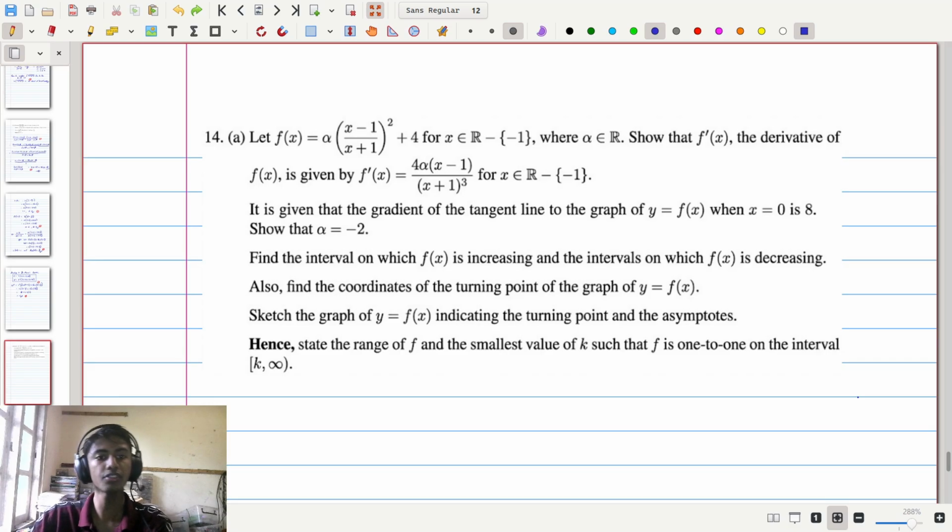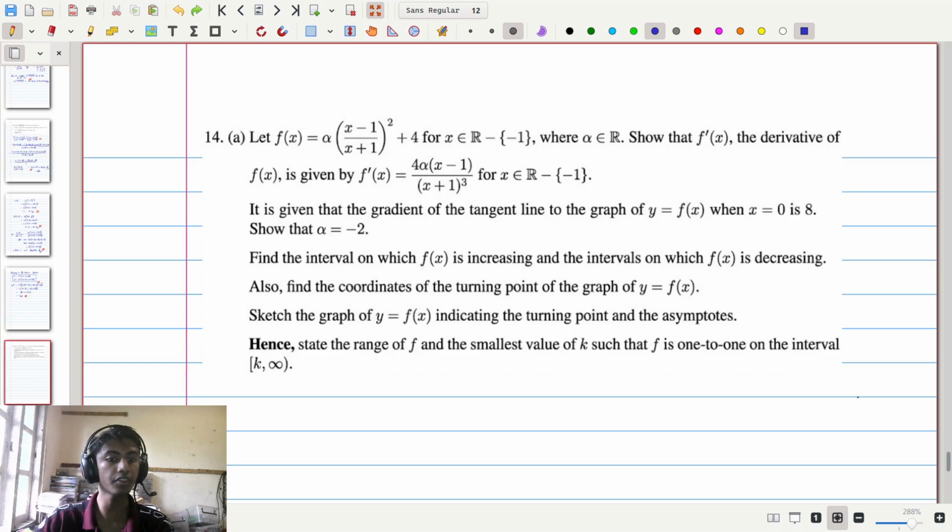Then the question says, it is given that the gradient of the tangent line to the graph of y equals f(x), which is basically the derivative of f(x), is equal to 8 when x is equal to 0. With this information, we are to show that the value alpha is equal to negative 2. Then the question says, find the interval on which f(x) is increasing and the intervals on which f(x) is decreasing, and also find the coordinates of the turning point of the graph of y equals f(x).